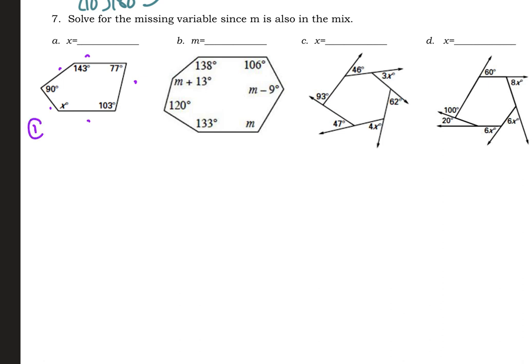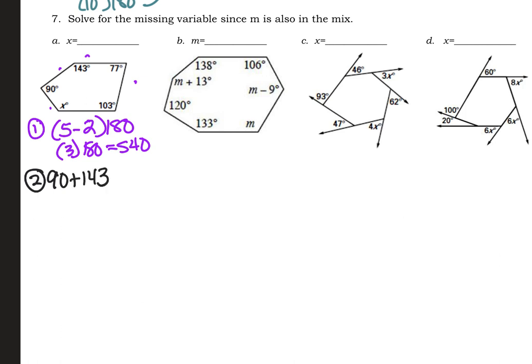So your first step is to do the formula we just did. We have 5 sides. So 5 minus 2 times 180. 5 minus 2 is 3. And 3 times 180 is 540. All right. Just like a triangle, you're going to add all the angles inside. So you're going to do 90 plus 143 plus 77 plus x plus 103. All of it should equal 540.